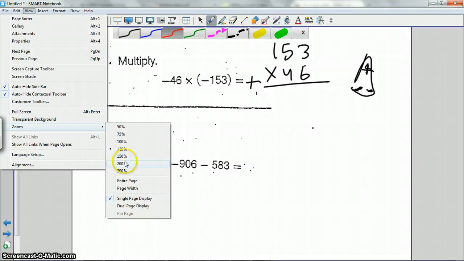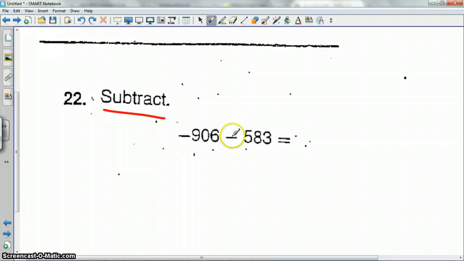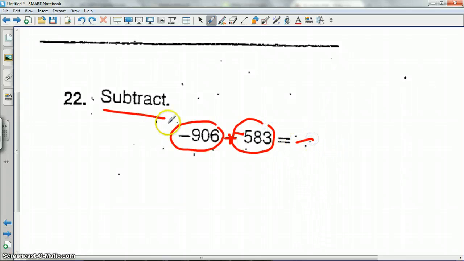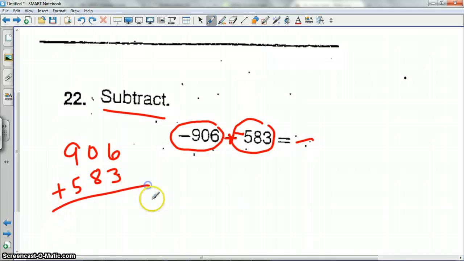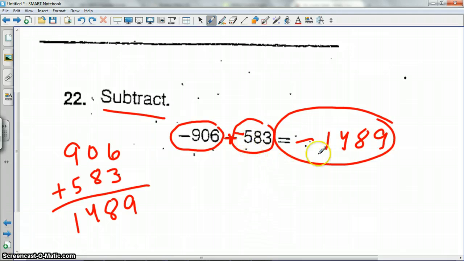Let me zoom into this one here. Now notice this is subtraction. So since it's subtraction, not addition, we do need to change it, but we have to add the opposite. The opposite of positive 583 is negative. Now I notice they have the same sign. When we have the same sign, we add and keep, so let's put the negative, and we're going to add. So 1,489 should be the answer to that one.